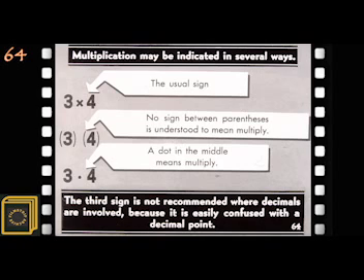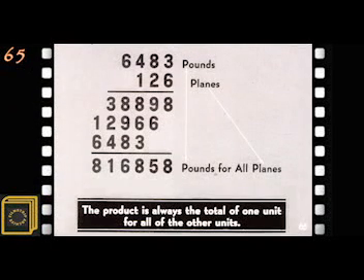Multiplication may be indicated in several ways. The usual sign. No sign between parentheses is understood to mean multiply. A dot in the middle means multiply. The third sign is not recommended where decimals are involved because it easily is confused with the decimal point. The product is always the total of one unit for all the other units.